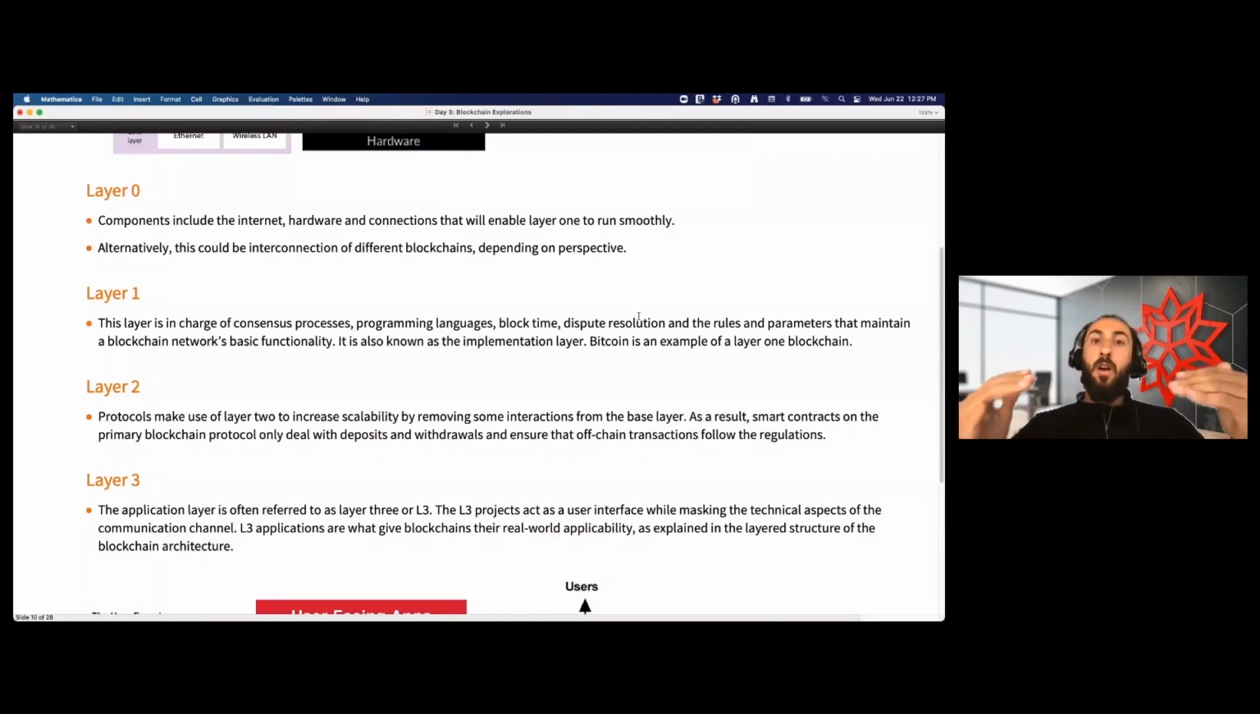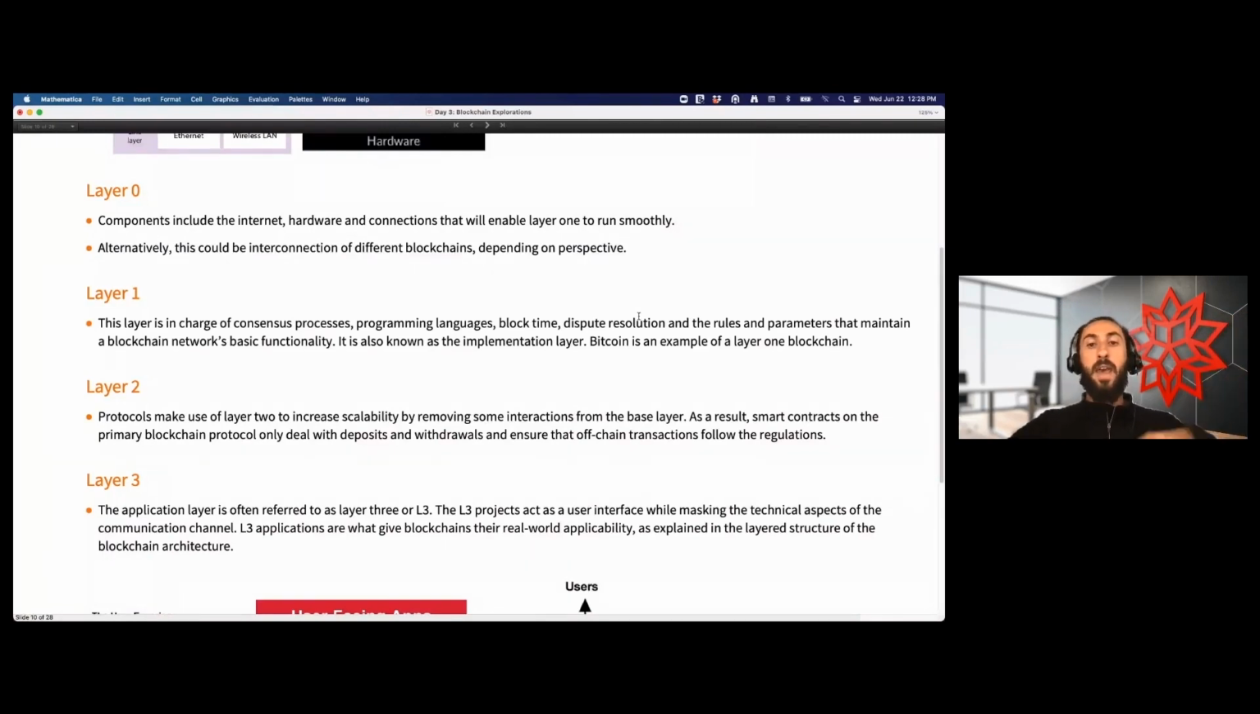Now let's look at a blockchain layer. Let's look at how that stack might be playing out. This is by no means established or standardized. It is far from it. But here's a general way of thinking about it. Layer 0, generally we can say, is the components of the internet, the thing that we're building off of. That's what enables everything else to run smoothly.